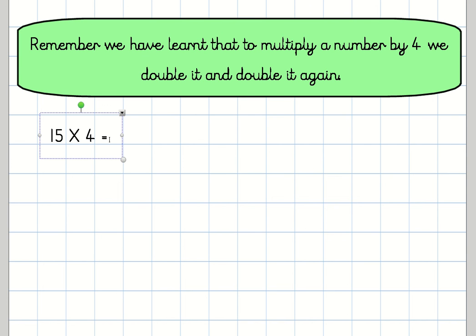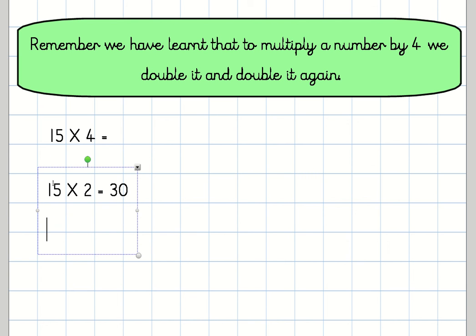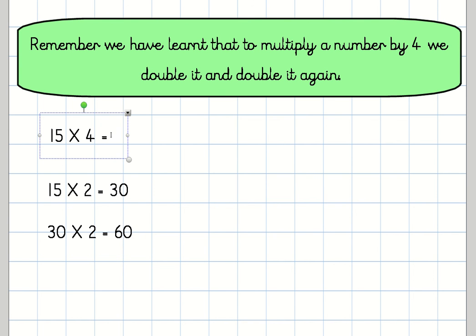So for 15 times 4, we're going to do 15 times 2 first, so we're going to double it. And 15 times by 2 is 30. And we're going to double it again. 30 times 2 equals 60, which means 15 times 4 equals 60. We've doubled it and doubled it again.